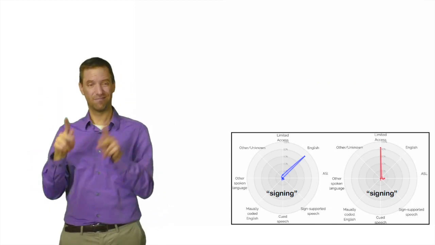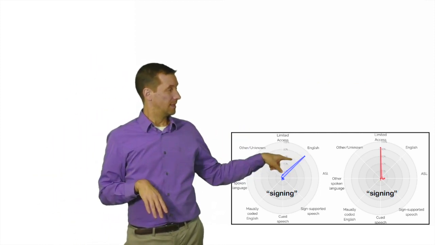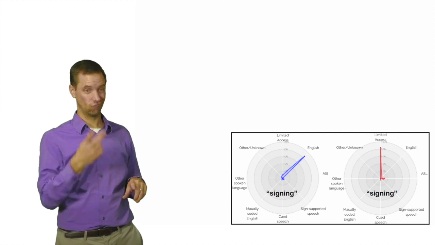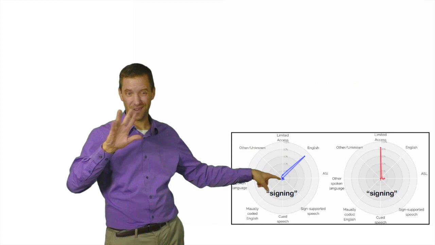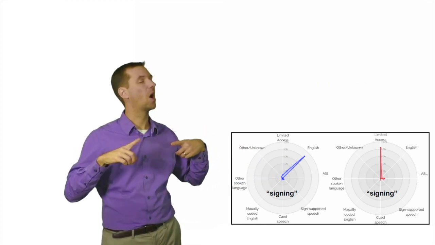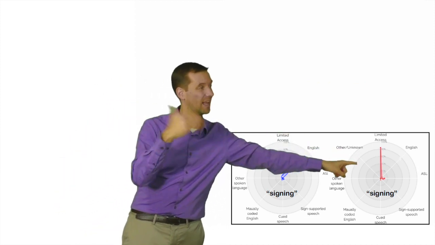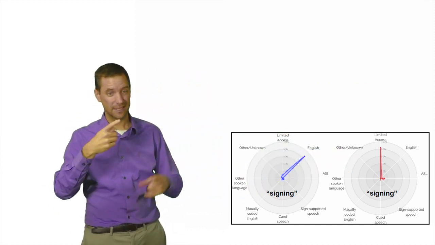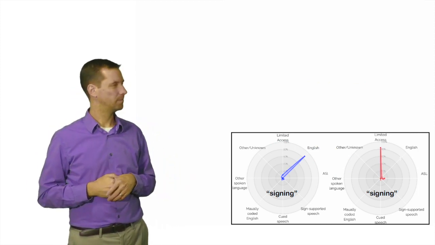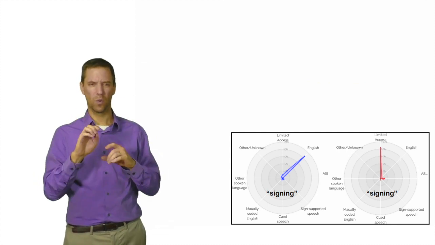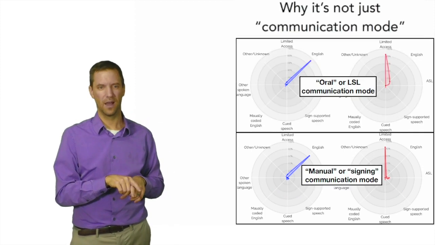And similarly, in this other example, let's look at two quote-unquote signing children. Once again, you can see that there is a little bit, about 5% of this child's input has come from sign-supported speech, and that is often enough to have that child labeled as a signer. Similarly, here we see a child with about 10% of their input coming from ASL, and again, traditionally, that would get this person classified as a signing child. And so communication mode categories would say that these two children's experience is the same.